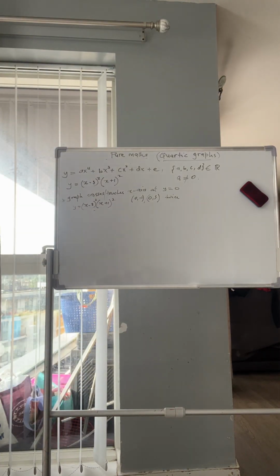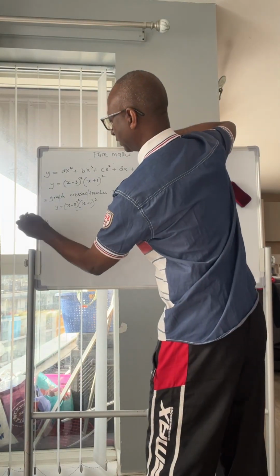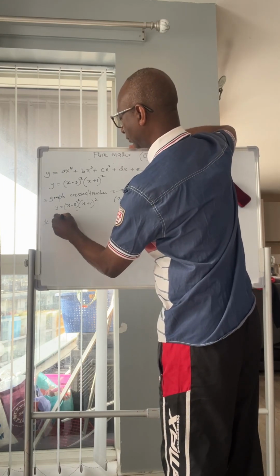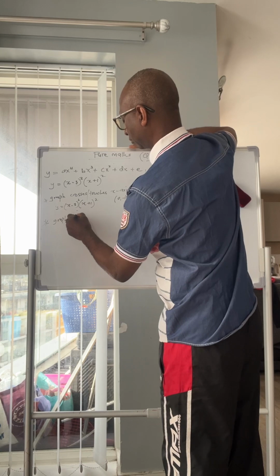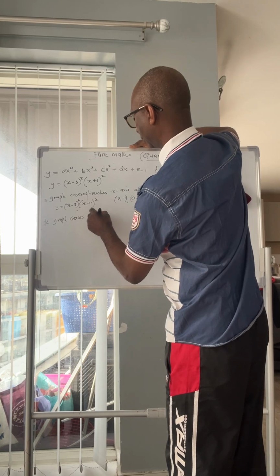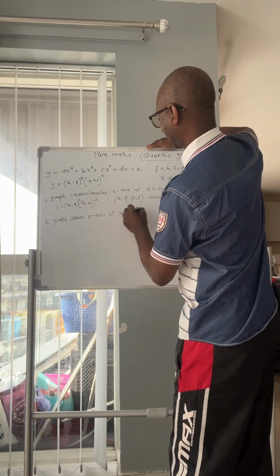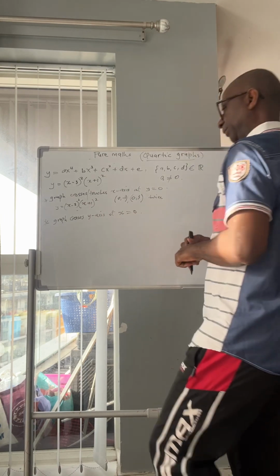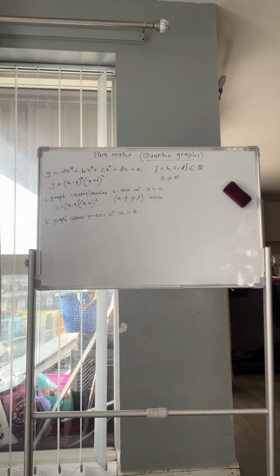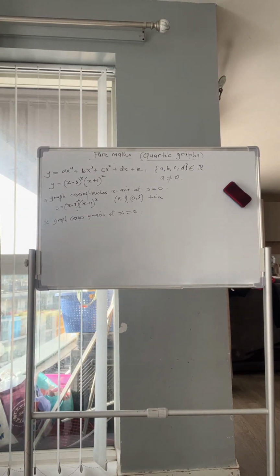So where does it cross the y-axis? Now, second condition: the graph crosses the y-axis at x equals 0. When x is 0, that is the position at which the graph cuts or crosses the y-axis.